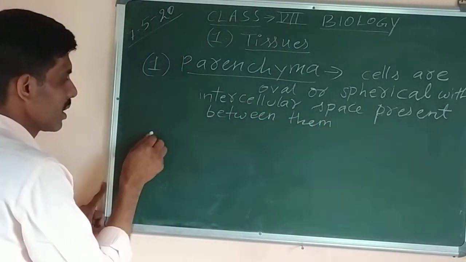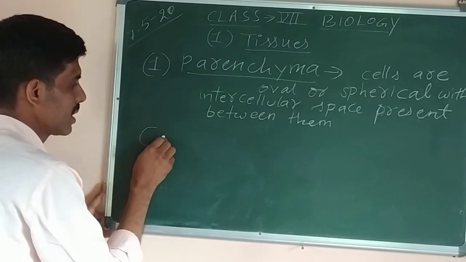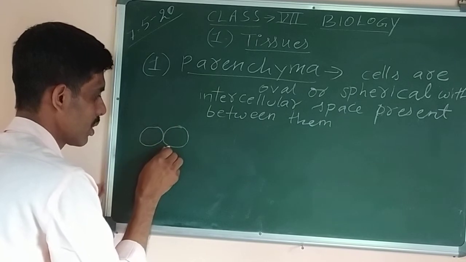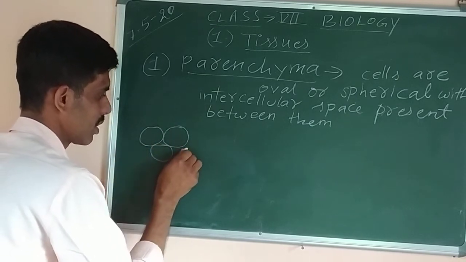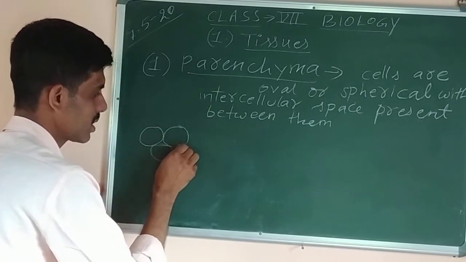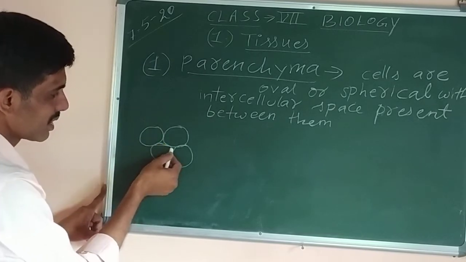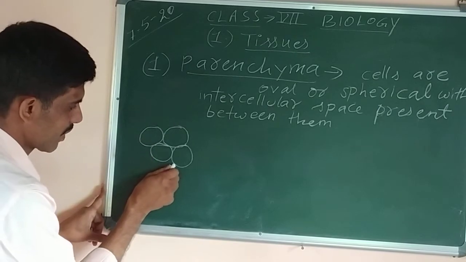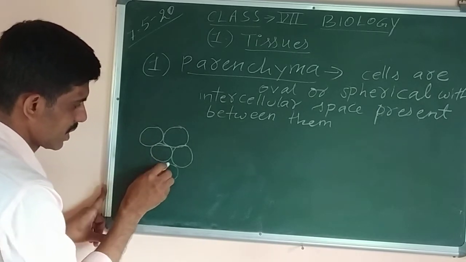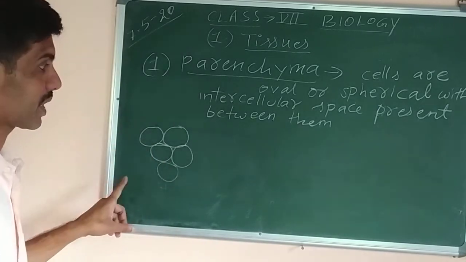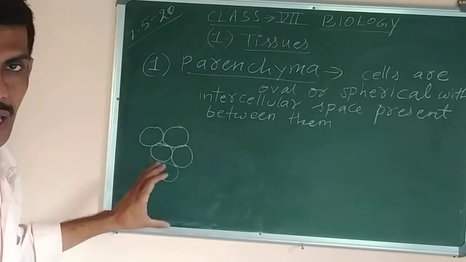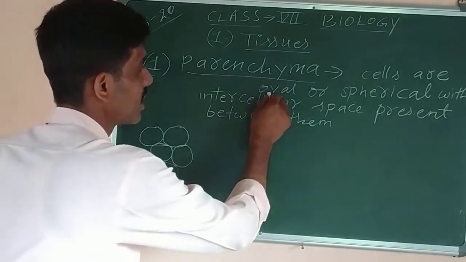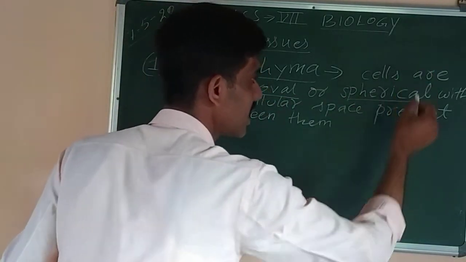Now look here. This is one of the parenchyma cells. Small, spherical, round in shape. This one also, this one also. Now you can see in between these cells the gap is there. This is called intercellular space. Here also, if I draw, see this one. In between the cells, the gap is present. That's why it is called intercellular space present between them. And the cells are oval or spherical in shape.